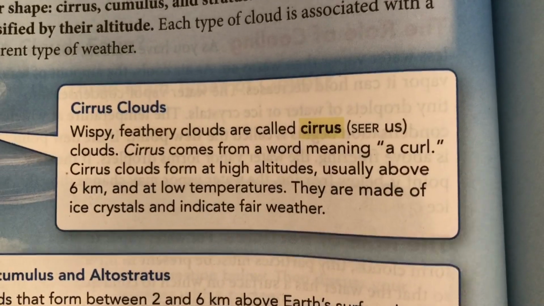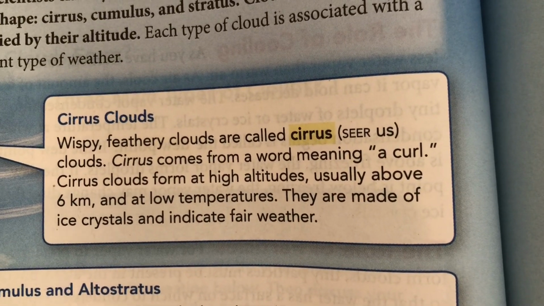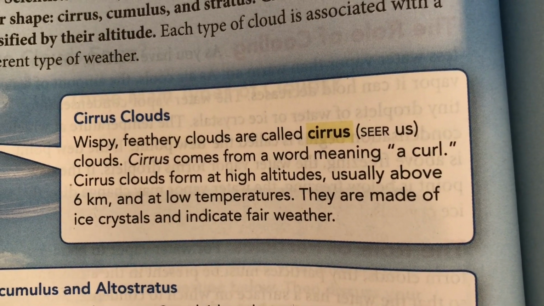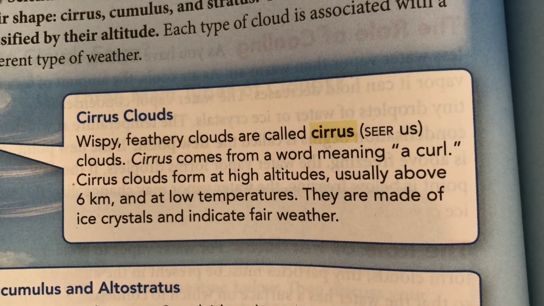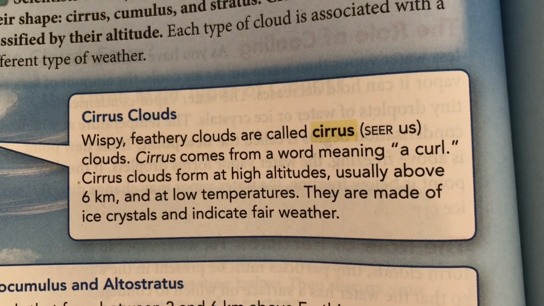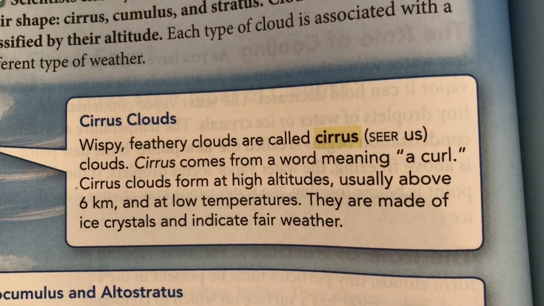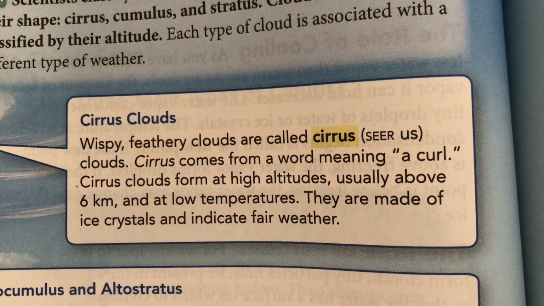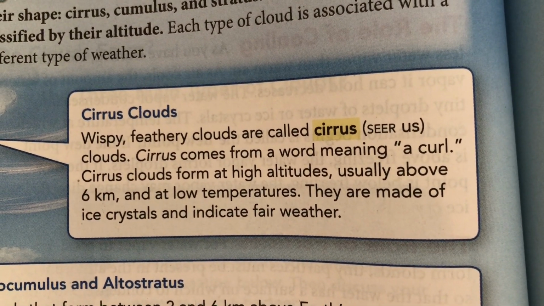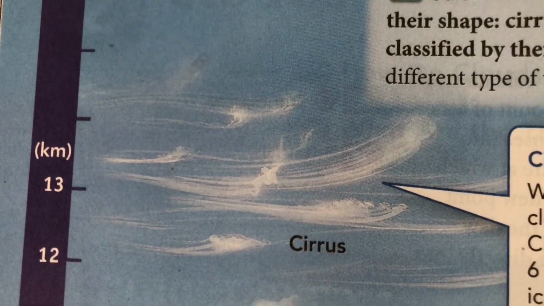Cirrus clouds. Wispy, feathery clouds are called cirrus clouds. Cirrus comes from the word meaning a curl. Cirrus clouds form at high altitudes, usually above 6 kilometers, and at low temperatures. They are made of ice crystals and indicate fair weather. Here's a picture of what they look like.